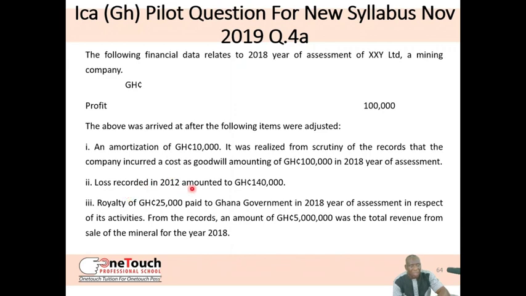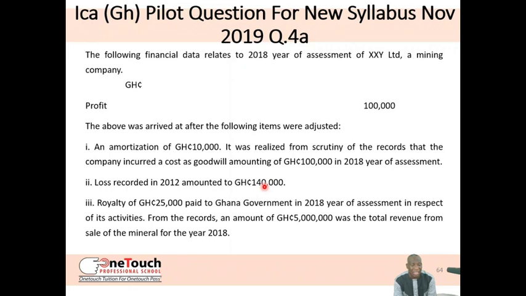Loss recorded in 2012 amounted to 140,000. So in 2012, remember, we were in the IRS Act. The IRS Act ended in December 2015. Now, under the IRS Act, mining companies could also carry forward losses for a period of 5 years following the year in which the loss was incurred. They could do that.